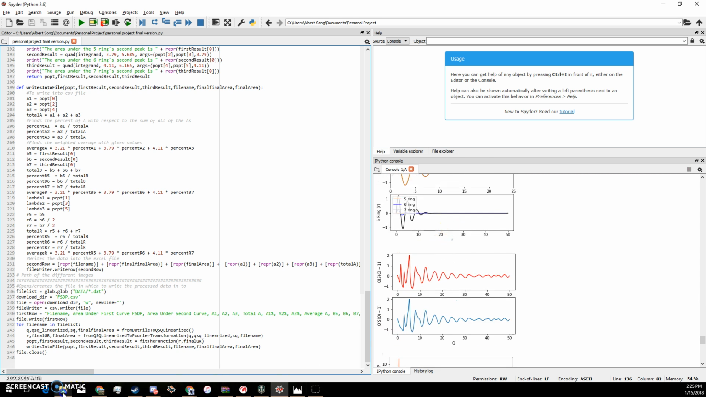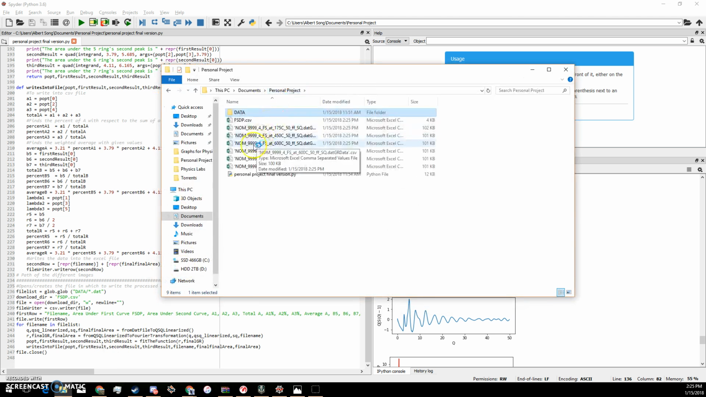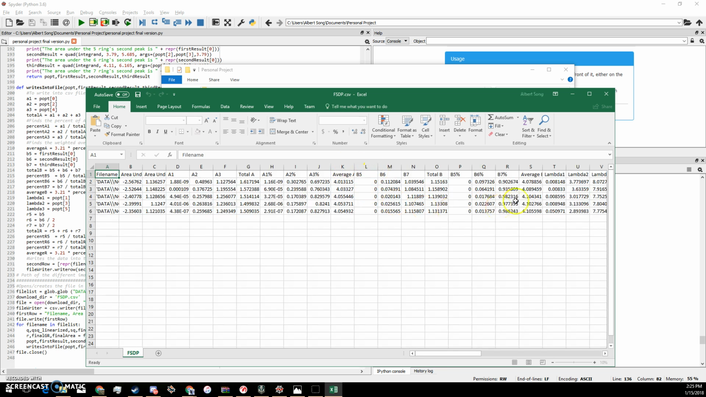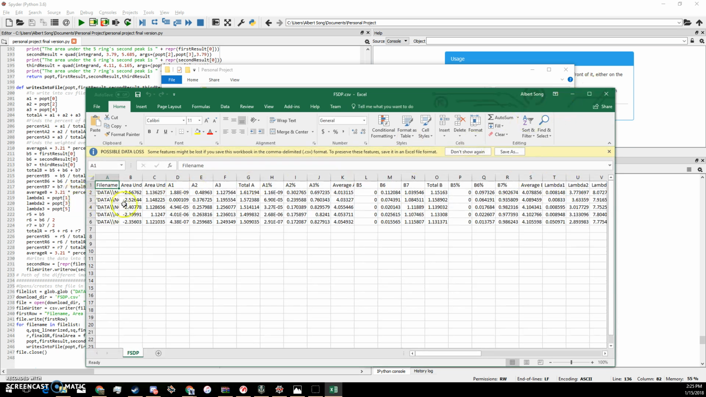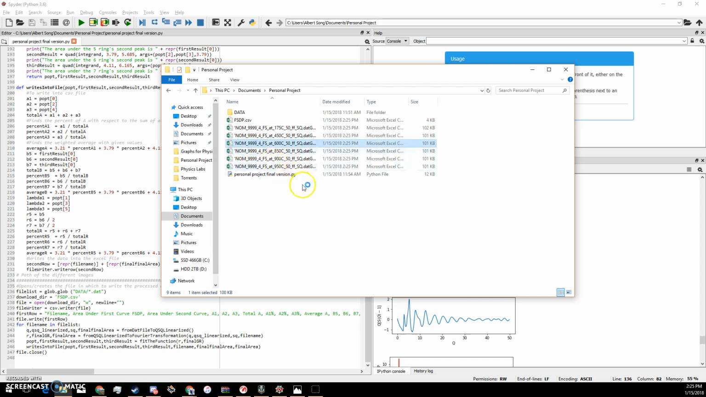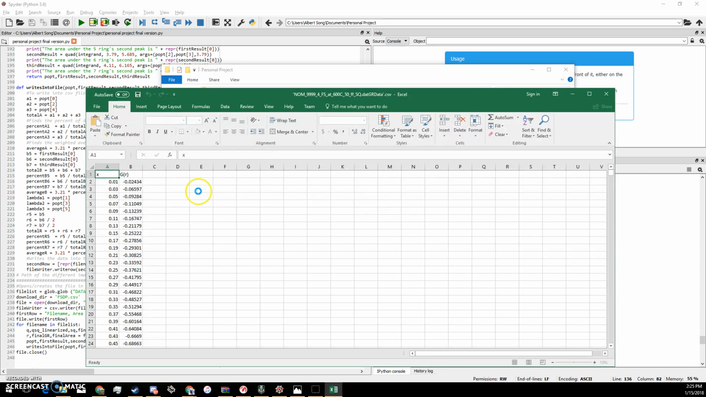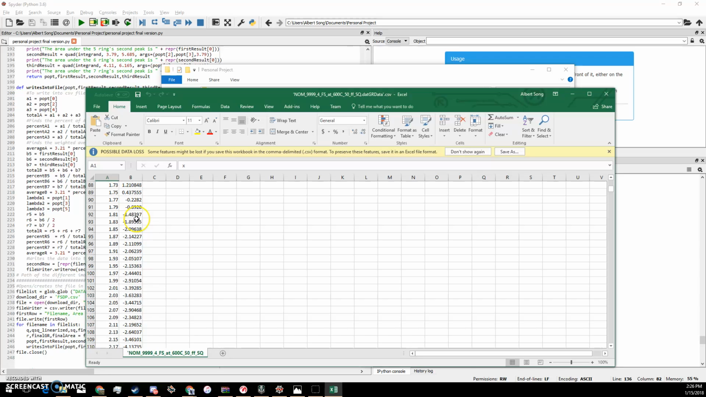And then if we go and look at the results here, the fsdp.csv file, you get lots of data results here. The number of data files can be up and over 50. And if we look at one of these individual files, yeah, we have this data set.